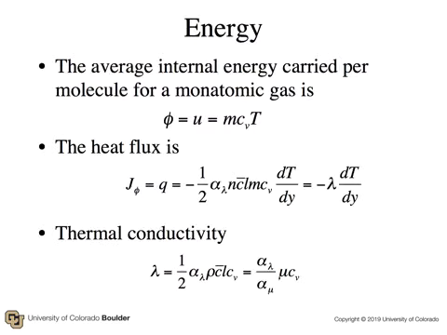So that's momentum. Now energy: what we are transporting is internal energy, and that can be written for a monatomic gas as m c sub v T. So the heat flux becomes minus 1/2 alpha n c bar L times m times c sub v dT dy. And if we gather up everything in front of the dT dy, that becomes the thermal conductivity, which here we have called lambda. And lambda is then equal to 1/2 alpha times rho times c bar times L times c sub v. Or it can be written as alpha for thermal conductivity divided by alpha for viscosity, times the viscosity times c sub v. So it is interesting that for a monatomic gas, the thermal conductivity and the viscosity are so closely related.